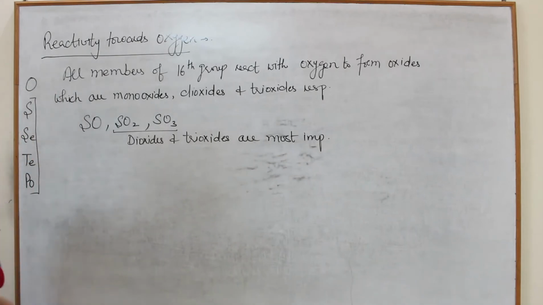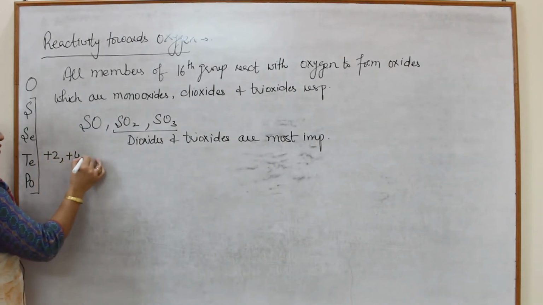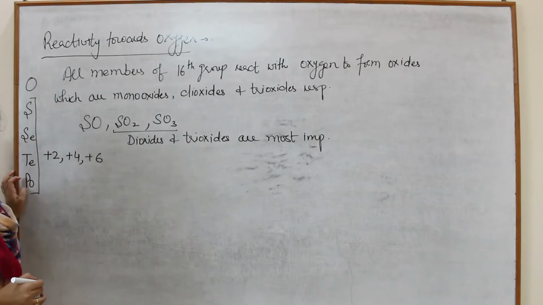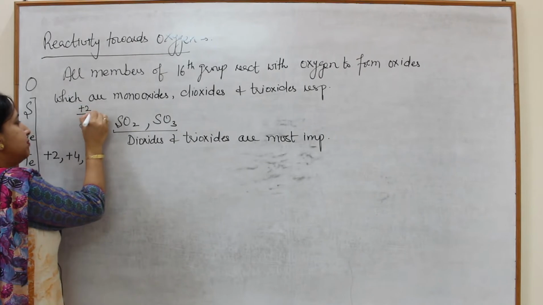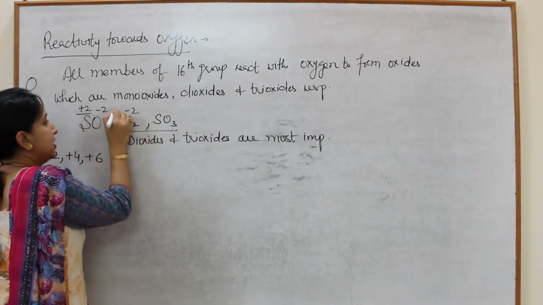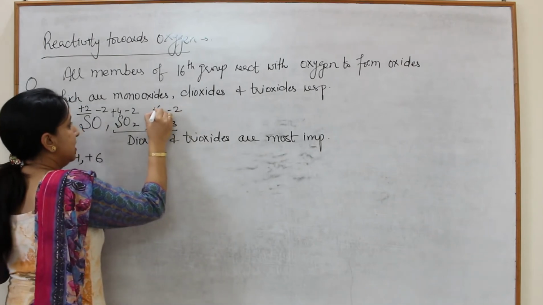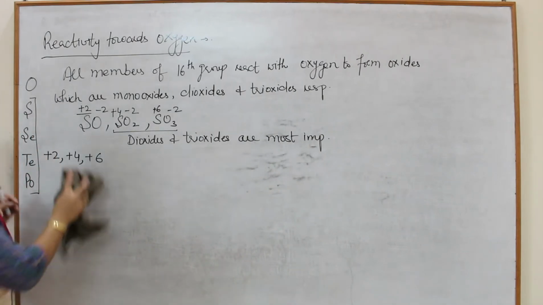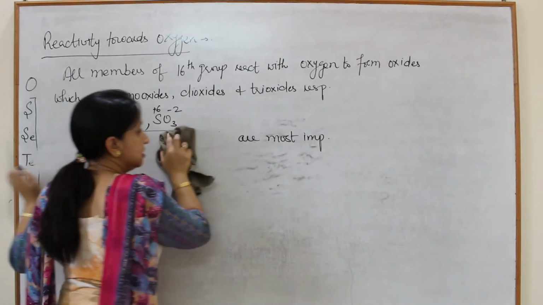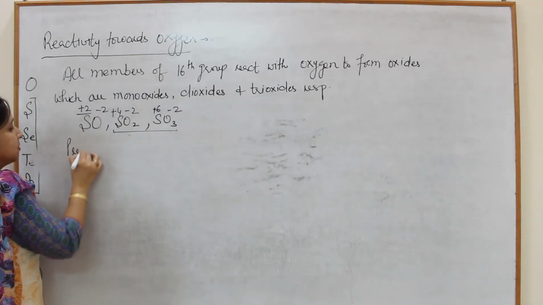In the oxidation state, we have discussed that all the members of 16th group can have +2, +4 and +6 oxidation states respectively. So in case of monoxide, sulfur has oxidation state +2. In case of dioxide, it has oxidation state +4, and in case of trioxide, it has oxidation state +6. So first is monoxide. Monoxide is not important for you, but preparation can be asked.